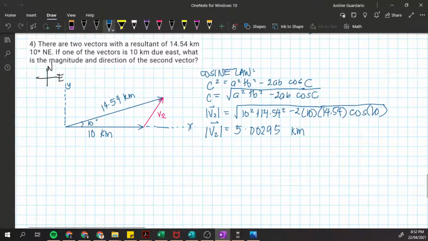So we store it in our variable a. Lagay ko lang dito, store it. But this is the magnitude, okay? Magnitude of the second vector.